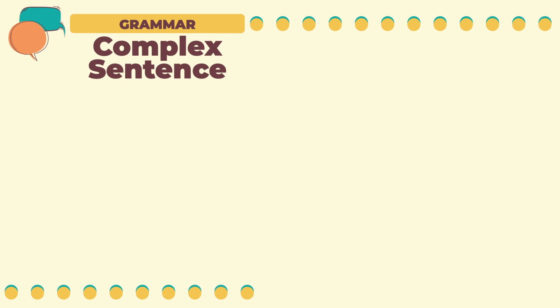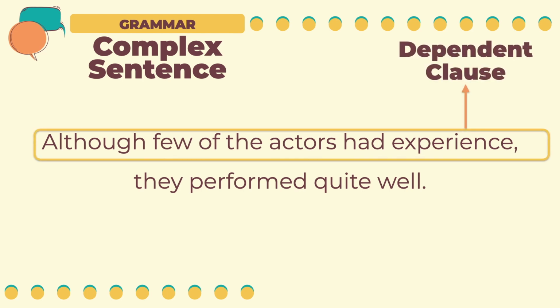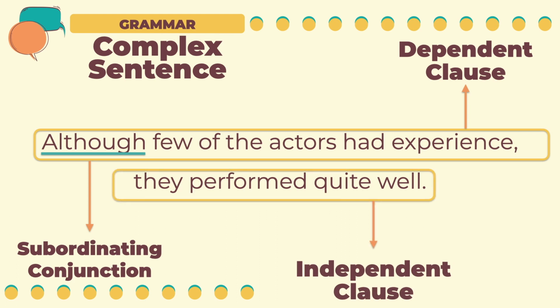Take a look at another example. Although few of the actors had experience, they performed quite well. This is a complex sentence as it has a dependent clause and an independent clause. The dependent clause is although few of the actors had experience. It starts with the subordinating conjunction although. The independent clause is they performed quite well. This clause can stand alone.